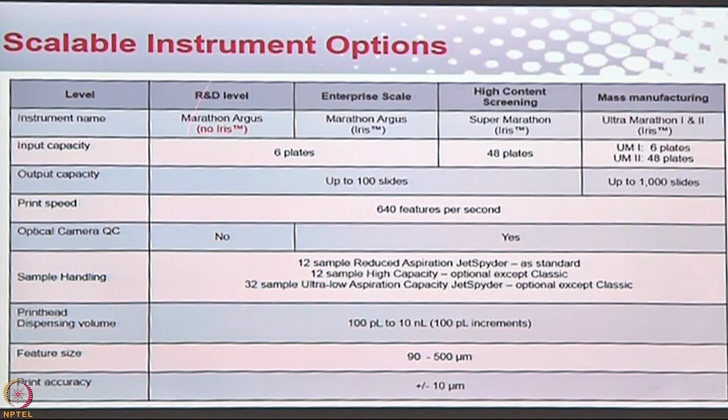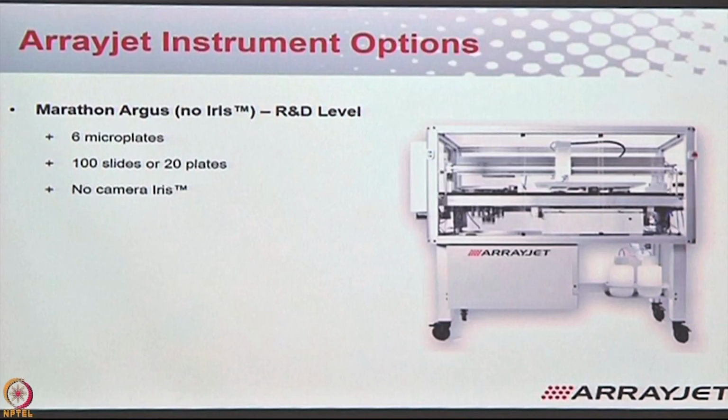So this is our entry-level system, which is called the Marathon Argus. It does not have the camera feature that will remember and reprint. All these other systems that are there have the camera feature which will remember, recognize and reprint the spot. This is how the machine looks.